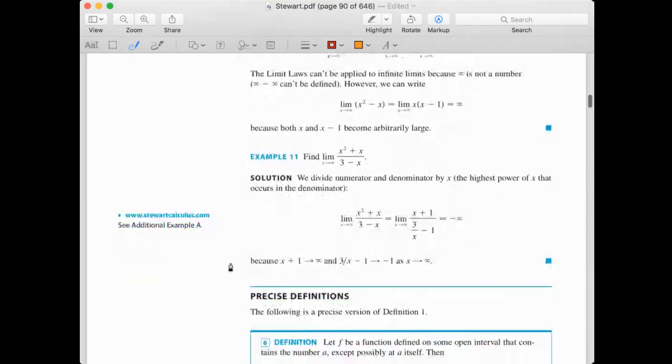Let's see this example. This example, we can use the ignore rule. We take the leading term of the numerator and the leading term of the denominator, so we get x squared divided by negative x. That's negative x. When x approaches infinity, negative x will approach negative infinity. So this one we can use the ignore rule.